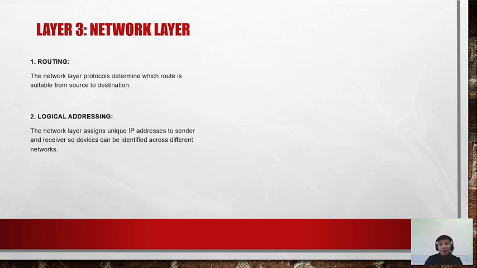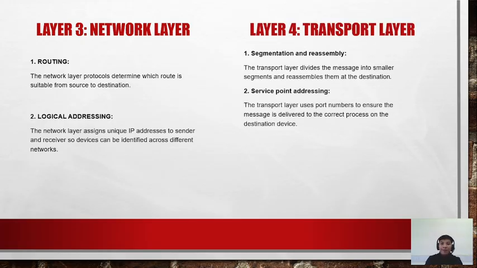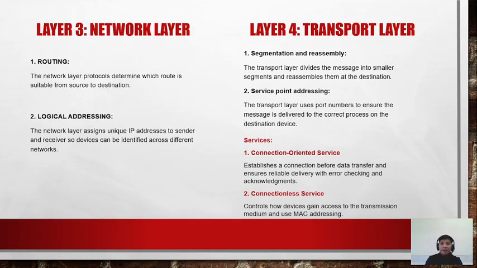Together, routing and logical addressing work hand in hand. Routing finds the best path while logical addressing ensures data reaches the correct destination. So the next layer, we have the transport layer. This layer has two functions and two services.